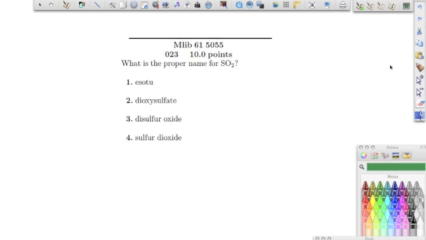Okay, moving on to number 23. What's the proper name for SO2? So we go ahead and look at it. It's a nonmetal bond, so we know that it's going to be covalent. So when we're looking at this, we know that we use the Greek prefix system. Now, since sulfur is the first element and it's by itself, we don't put mono with it. We just put sulfur. And we have 2 oxygens, so it's di, and we change oxygen to oxide. So this is just sulfur dioxide.